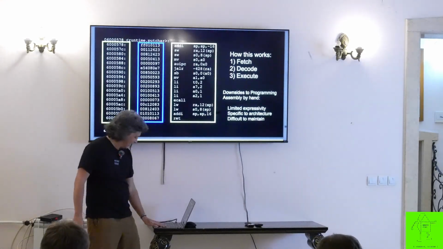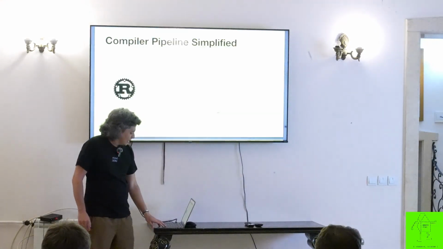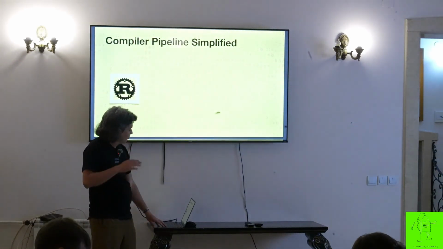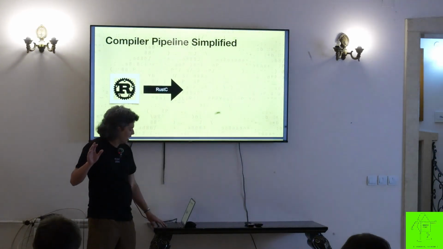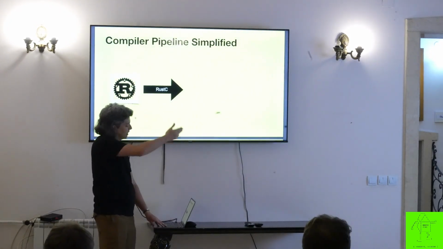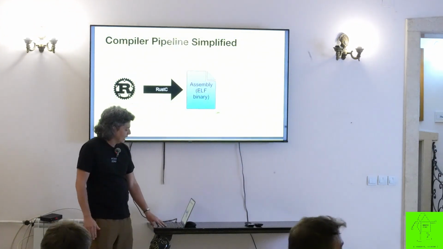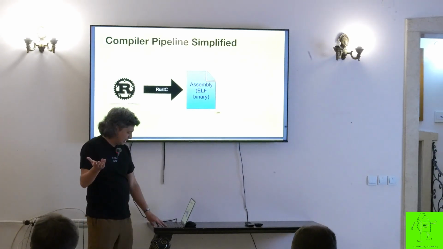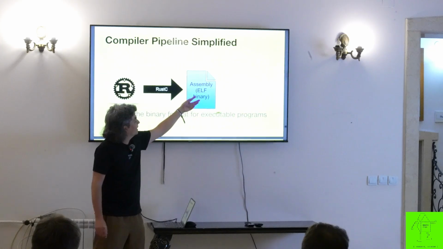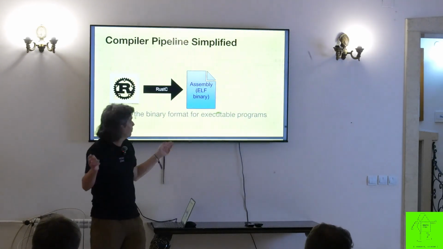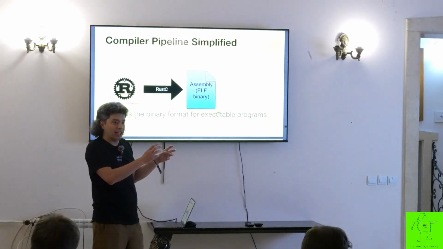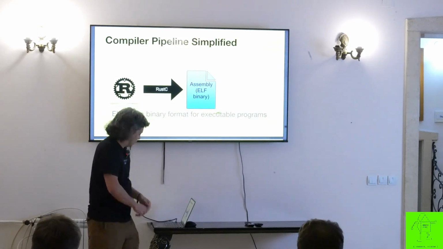All right, so let's back up and look at the bigger picture. We have Rust code that is compiled using a compiler like rustc into assembly. And note, you may hear this ELF binary terminology. ELF is just the name of a format of assembly code.